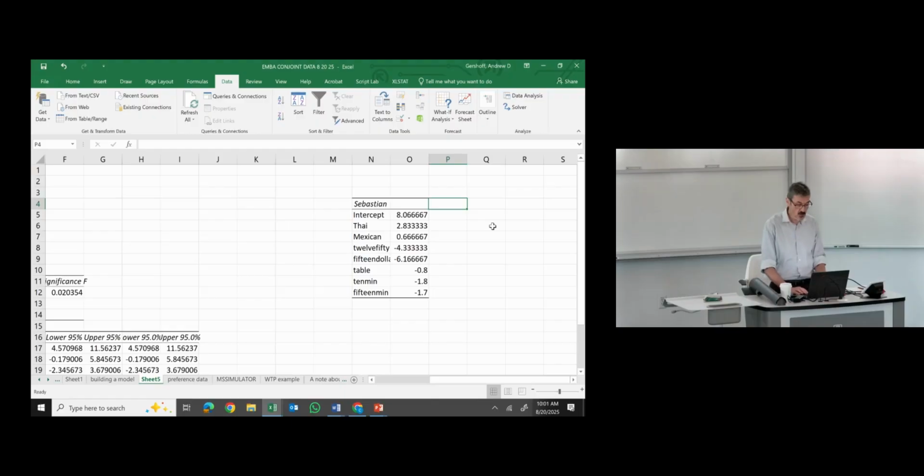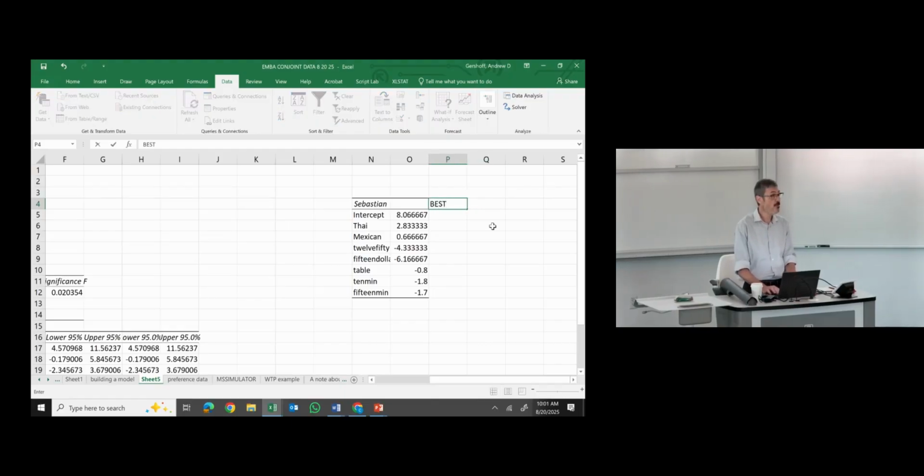And in fact, we can now start to think of, for Sebastian, what would be the best possible alternative, right? And so I'm always going to include the intercept. And then what would be better than what's in the intercept? Well, if it's a Thai restaurant, it's better, not Mexican. Not if it's $12.50, not if it's $15, that doesn't make it better. Table service doesn't make it better. 10 minutes doesn't make it better. 15 minutes doesn't make it better.